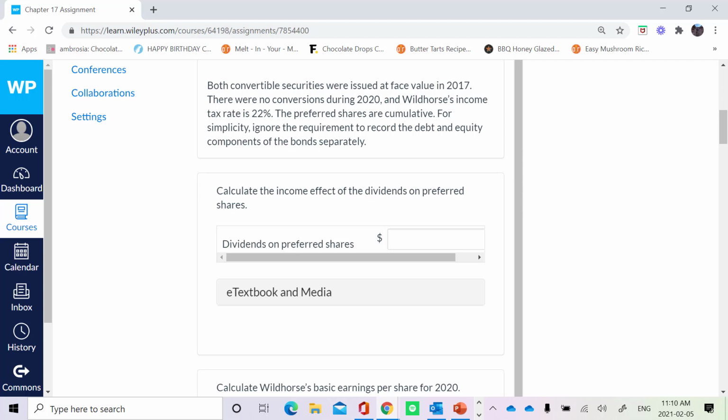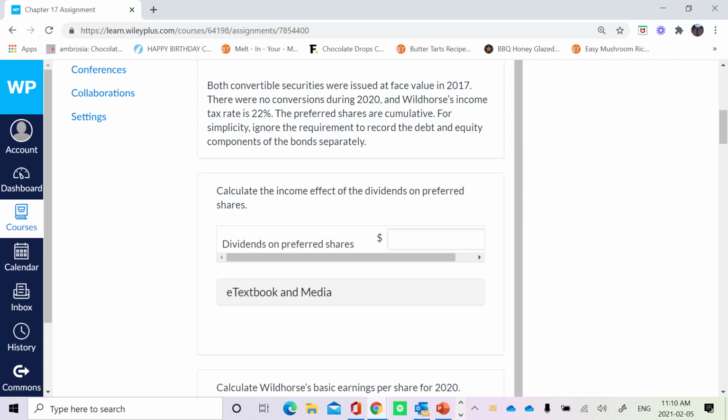Again, as we'll go through in class, I'm going to pretend that the bonds got converted. If I'm pretending the bonds got converted, that would mean there would be no interest expense on the bonds. And interest is tax deductible, so if I didn't have interest expense, I would have to pay more tax. So I have to take into account that additional tax on the 22%.